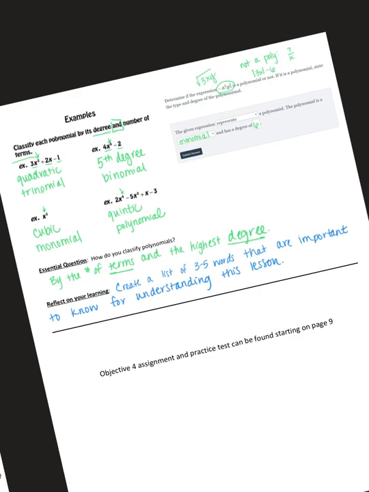So your reflection question for today is to create a list of 3 to 5 words that are important to know for understanding this lesson. So take a minute to do that.